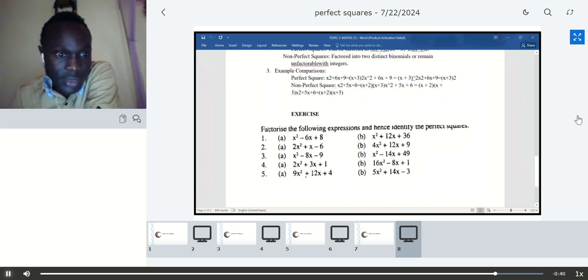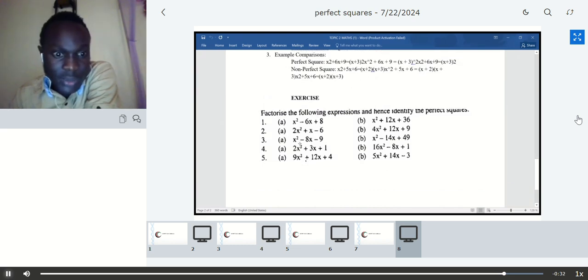You have the exercise. Factorize the following expressions and hence identify the perfect squares: x squared minus 6x plus 8, 2x squared plus x minus 6, x squared minus 8x minus 9, 2x squared plus 3x plus 1, 9x squared plus 12x plus 4, x squared plus 12x plus 36, 4x squared plus 12x plus 9, x squared minus 14x plus 49, 16x squared minus 9x plus 1, 5x squared plus 14x minus 3.